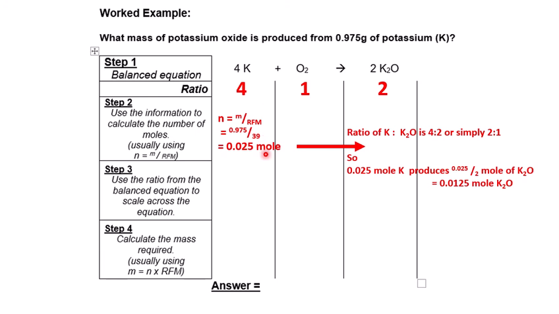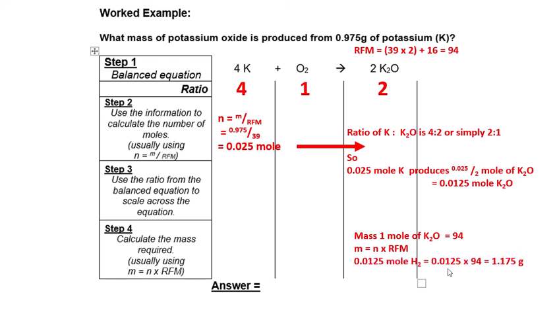So we know from the question we have 0.025 moles of potassium. To work out the number of moles of K2O, divide that by 2. For every 2 of those, we produce 1 of those. So 0.025 divided by 2 works out at 0.0125 mole of K2O. Now the mass of 1 mole of K2O: potassium's 39 multiplied by 2, plus oxygen 16, gives 94. So 1 mole of K2O is 94. Then work out the mass of 0.0125 mole of this. So 0.0125 times 94 gives us 1.175 grams.